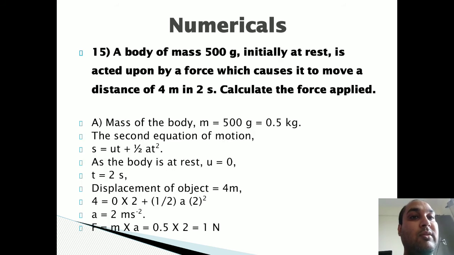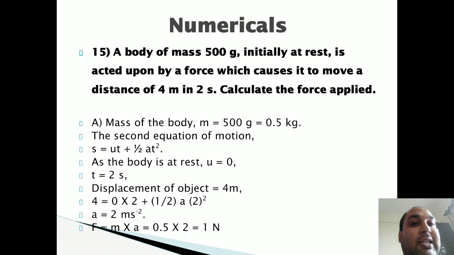Next one, a body of mass 500 gram is initially at rest, and a force acts on it so that it travels a distance of 4 meter in 2 seconds. We have to calculate the force. So the mass of the body is 500 gram, that is again 0.5 kg. Over here we have to calculate force, but we cannot, because we do not know the value of acceleration. So we need to find the acceleration first.